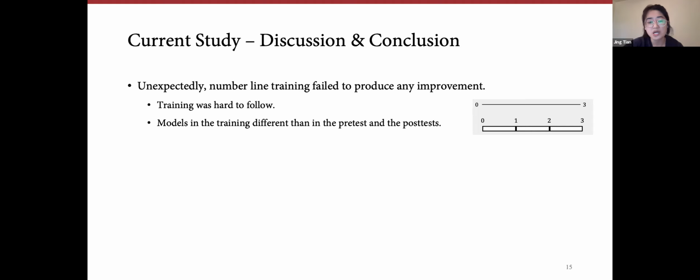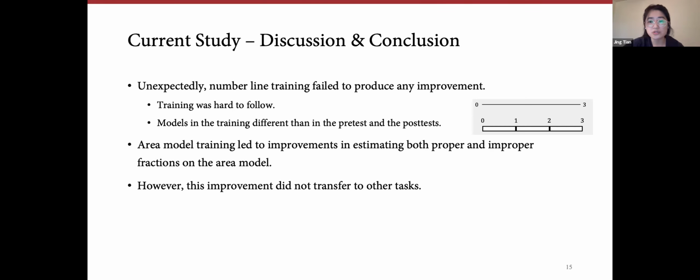post tests. So here, I'm showing you the number line models that we used in the pre-post test, which was a pure line going from 0 to 3. And what we used in the training was a 0 to 3 thin, long rectangle. Although these were the same as in prior studies, we thought this might be a reason that we did not see any effects right now.